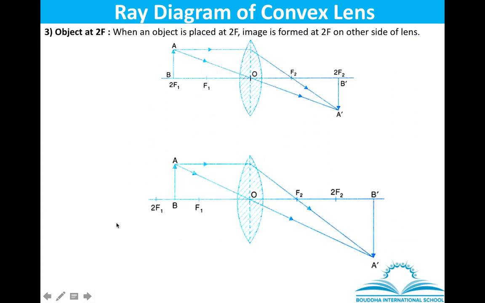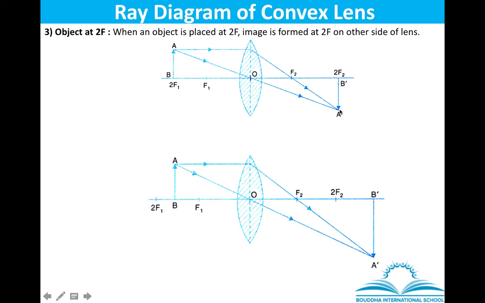Now condition number 3, now we are coming closer. In the previous condition the object was beyond 2F, now the object is at 2F. So same concept, one ray is parallel to the principal axis, it passes through the focus. Another ray goes through the optic center and it passes without bending. So they meet here.